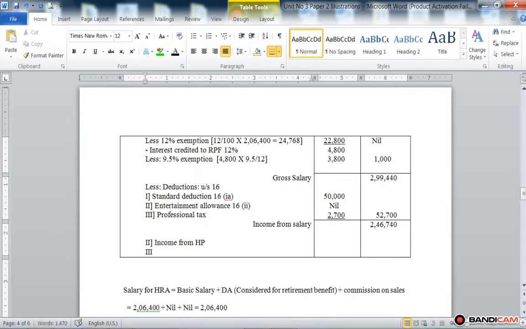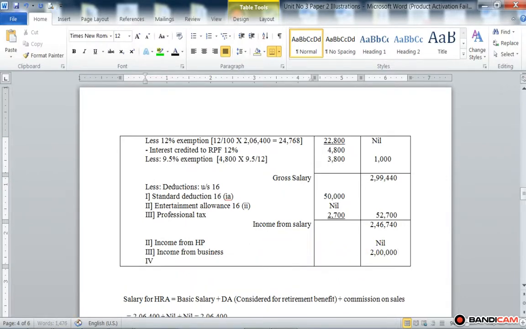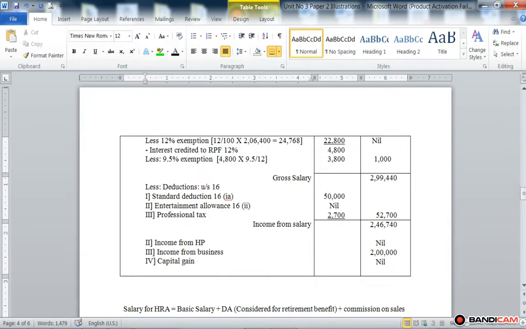Third, income from business. We already bifurcated the incomes under the heads. House property nil. Business 2 lakh. Then next, fourth, capital gain nil. Then fifth, income from other sources.